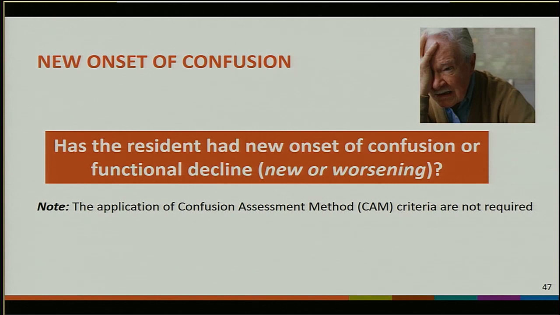And then we talked about the new onset confusion. You're looking for new. Something is different with Mr. Smith. He's not following commands, and he has been following commands, and he's all of a sudden incontinent and he is stumbling when he walks. You're looking for something acutely new. But you do not have to apply the CAM criteria.